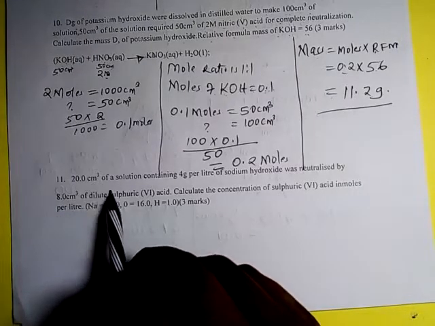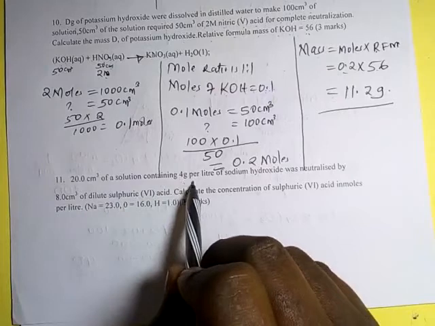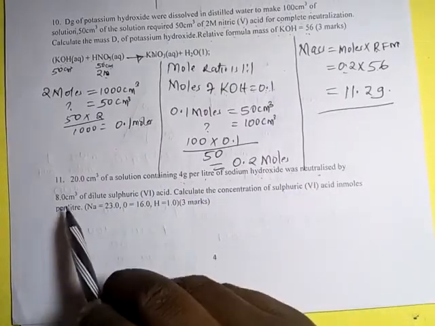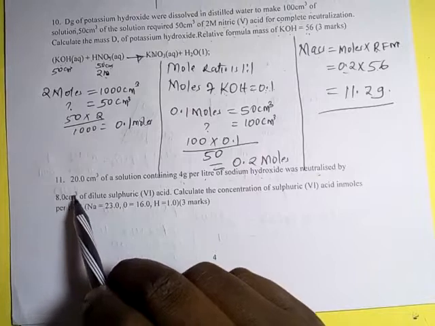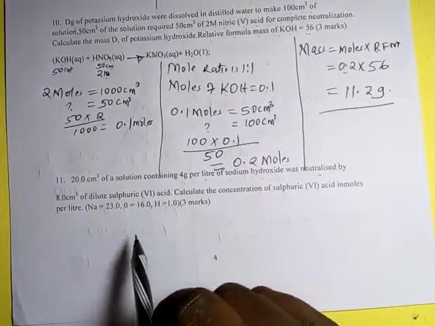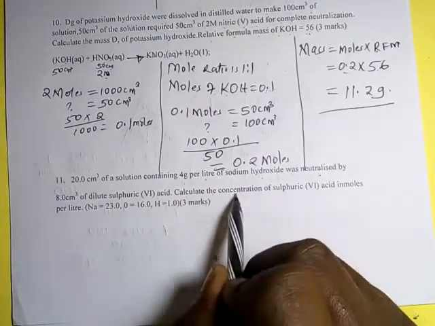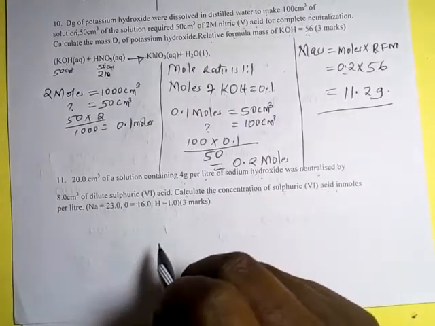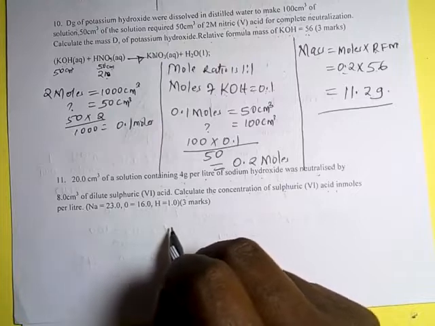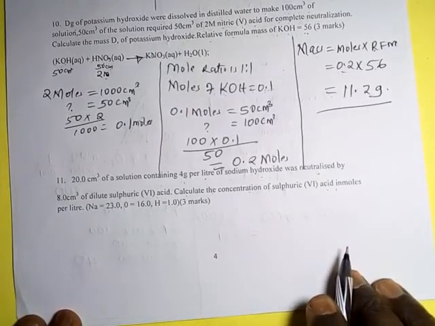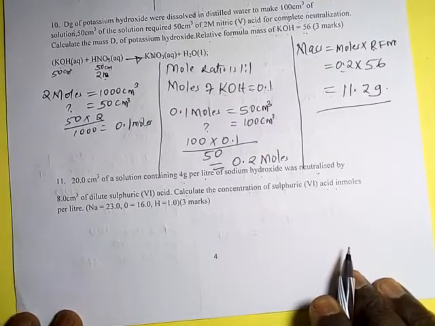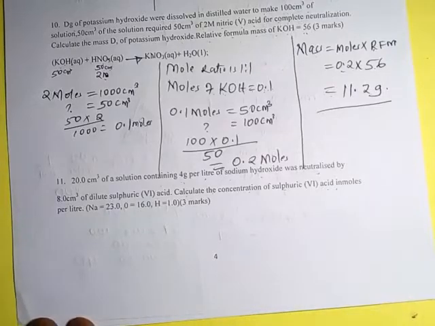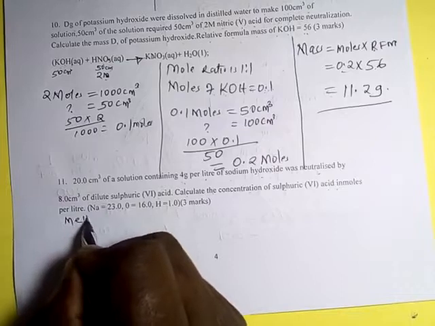20 centimeters cube of solution containing 4 grams per liter of sodium hydroxide was neutralized by 8.0 centimeters cube of dilute sulfuric acid. Calculate the concentration of sulfuric acid in moles per liter. I want to do this for you using two methods. So I will start with method number 1.